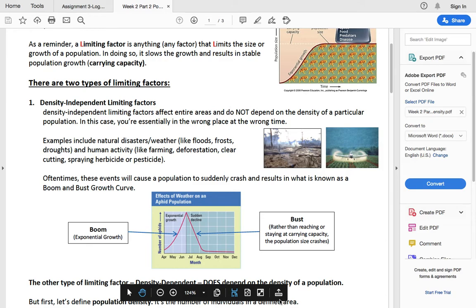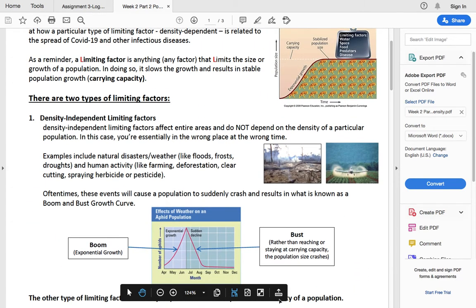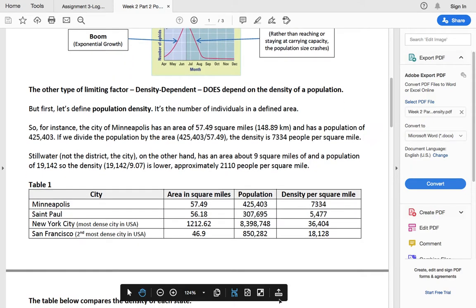Oftentimes, these events will cause a population to suddenly crash and results in what is known as a boom and bust growth curve. If you look at that image, you can see the boom is when there's exponential growth and the population is skyrocketing. Bust is when it has an equally sharp decline after being affected by one of these density independent limiting factors.